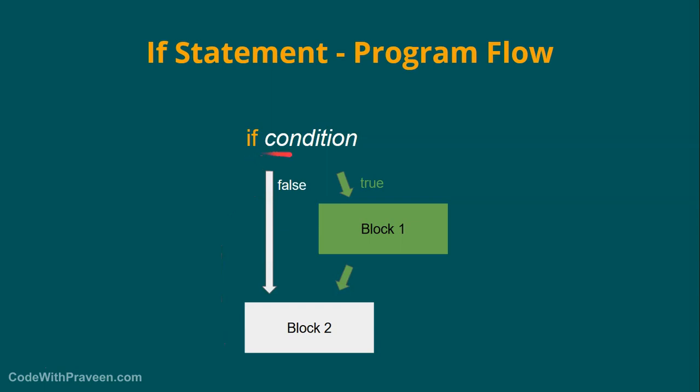So as you can see, if the condition is true, then it executes this block and then this continues with block 2. If suppose this condition is false, then this block gets skipped. It directly executes this block 2. This is the program flow of a typical if condition.